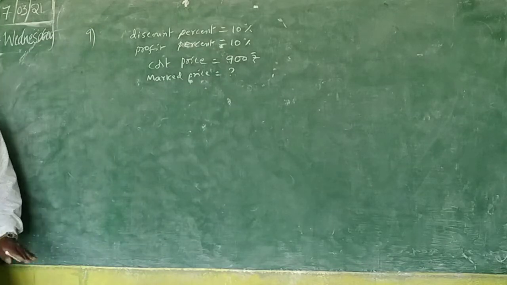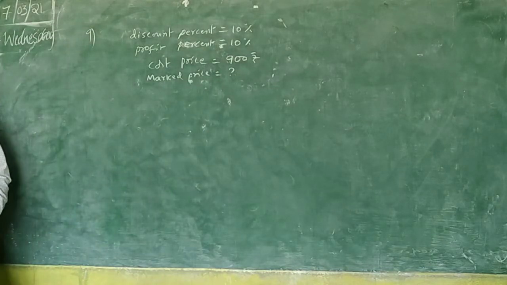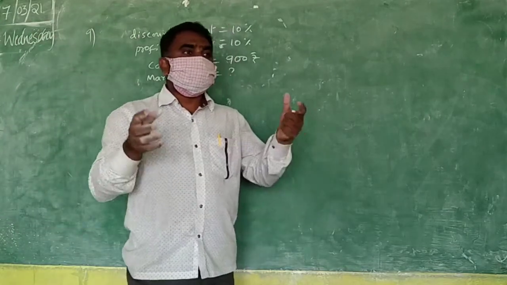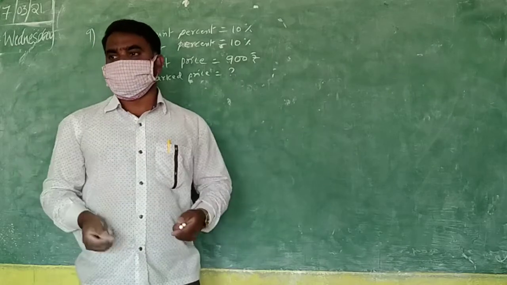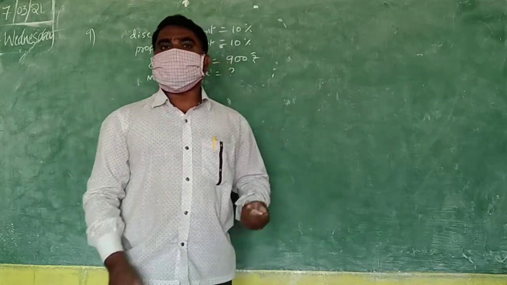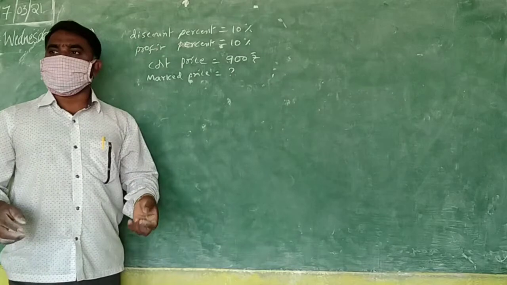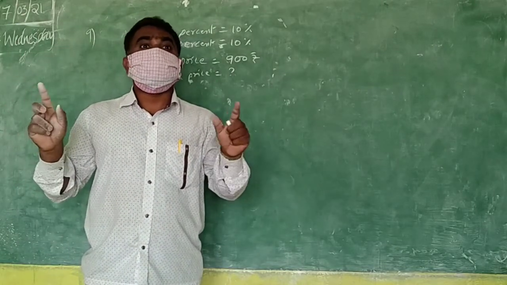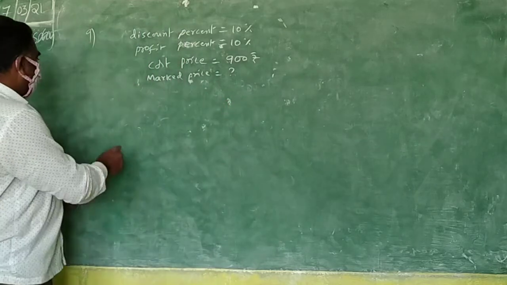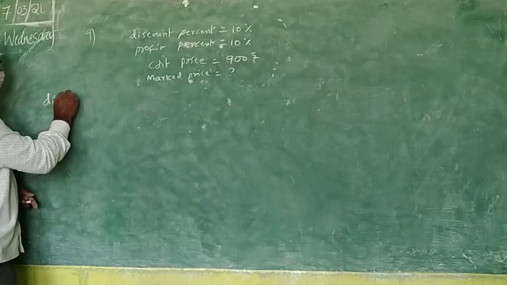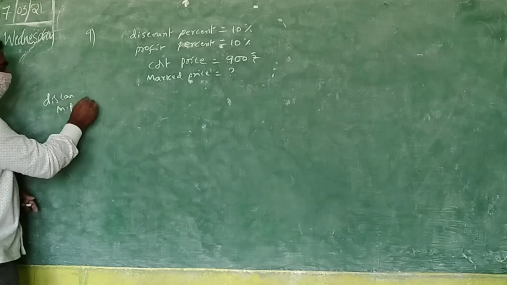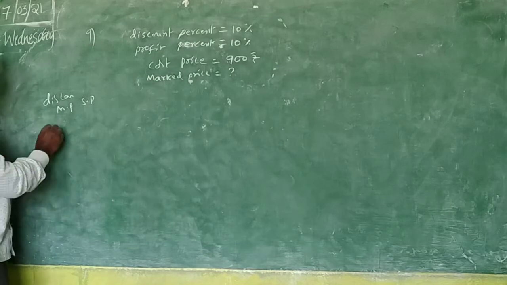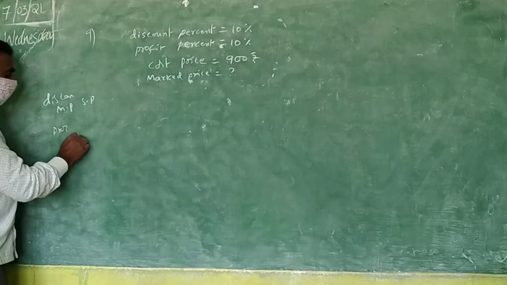So first of all, up to now, what are the problems you have done? Just revise it. By using what percentage, what have you found? By using discount percentage. Between what did you use the discount percentage? MP and SP. So discount percent will be useful to you in between MP and SP. Profit or loss percentage will be used between CP and MP.